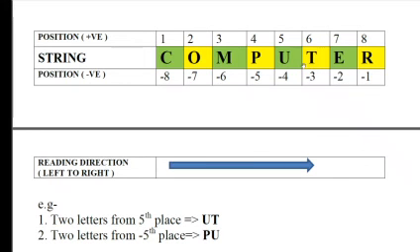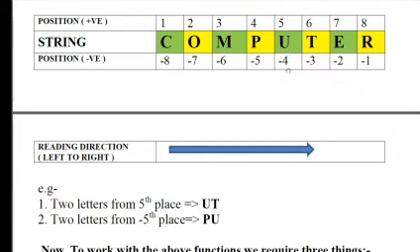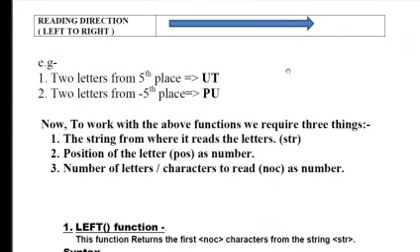Another example, read 2 letters from minus 5th place. Minus 5 represents letter P. In the same way it will read rightward. So the output will be P and U, as it has to read only 2 letters. That's why.